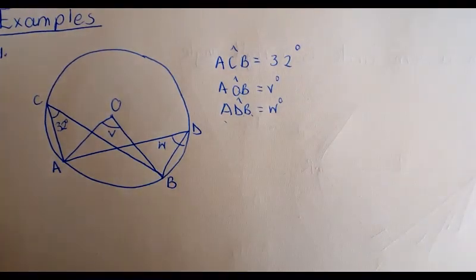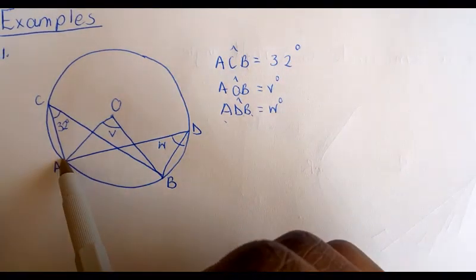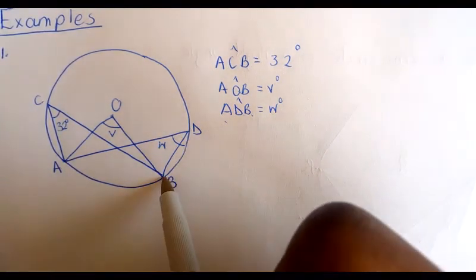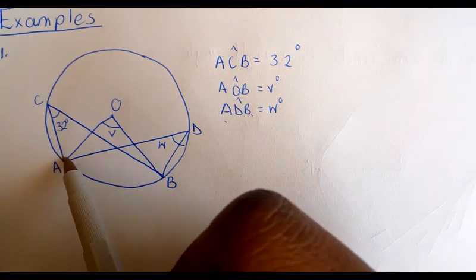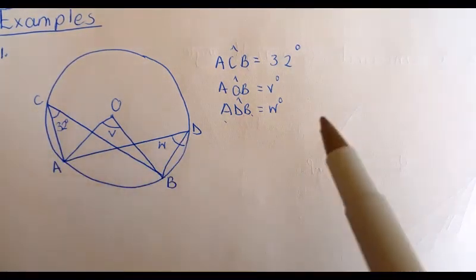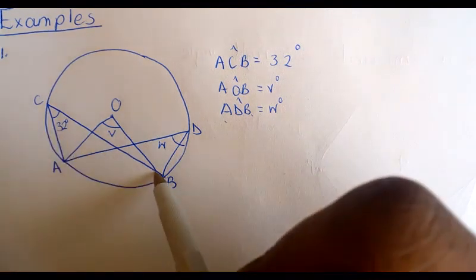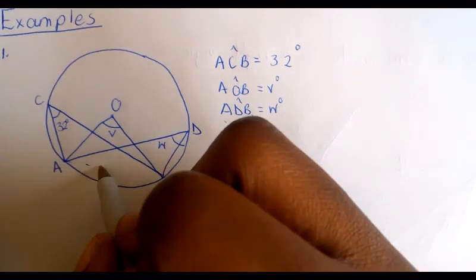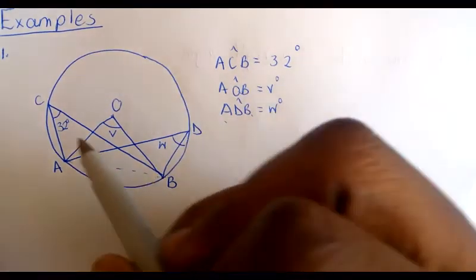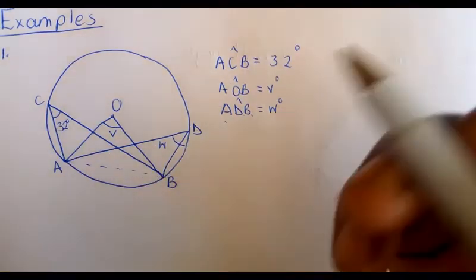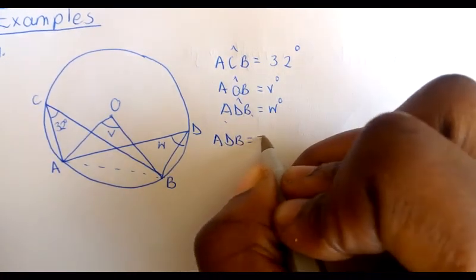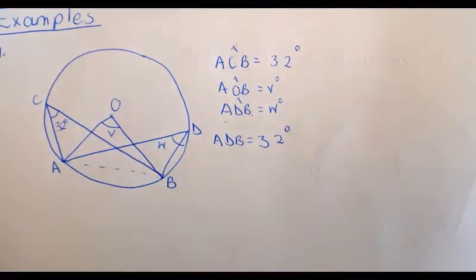Then looking at the three angles, angle ACB and angle ADB are both subtended at the circumference. And according to our theory number 1, these angles should be equal, because if we draw a line like this, a chord, it shows that these two angles are in the same segment. So angle ADB is equal to 32 degrees.